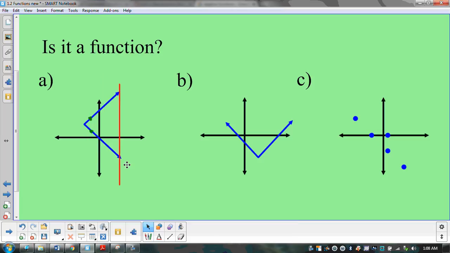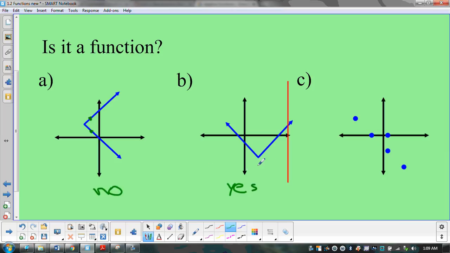Take that vertical line and visually picture it for example B. Does it pass the vertical line test? Well, as I move across the x-axis, I only touch the graph once, one time. No matter where I move my vertical line, it is only cutting through or intersecting that blue graph at one point. So yes, this is a function. Please make sure that you are drawing the graphs in your notes and then identifying yes or no.